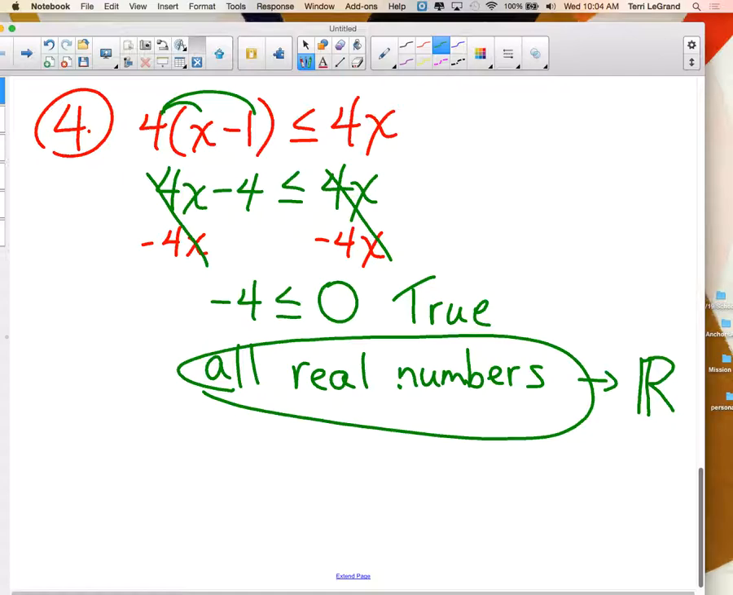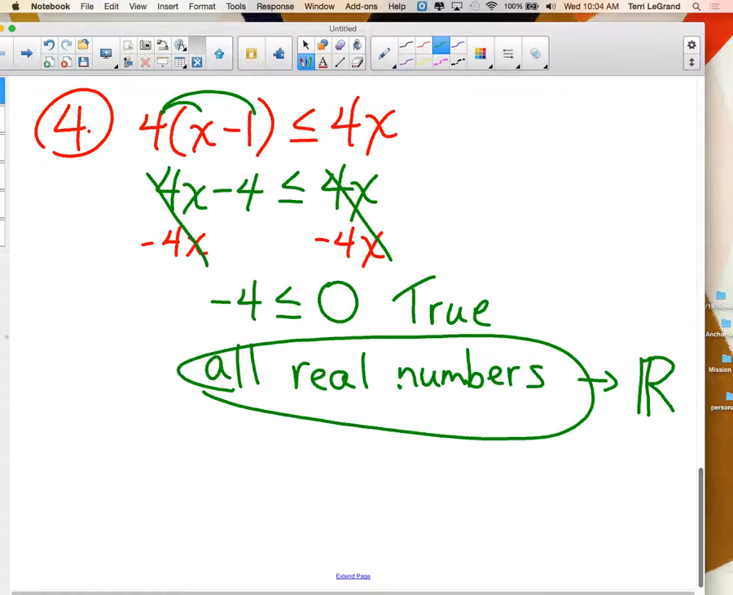So when the variable eliminates, that means we have to think about, okay, is this a true statement I'm left with or a false statement I'm left with? Because then I can decide is it a no solution or an all real number solution. Okay, so no questions about that.